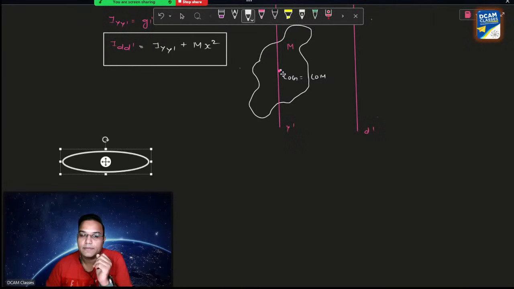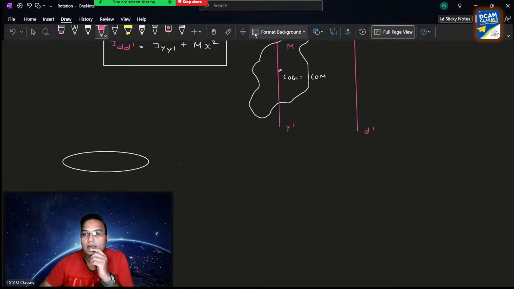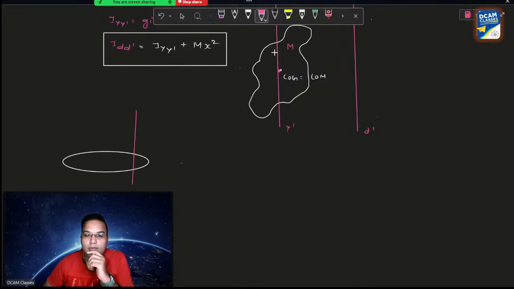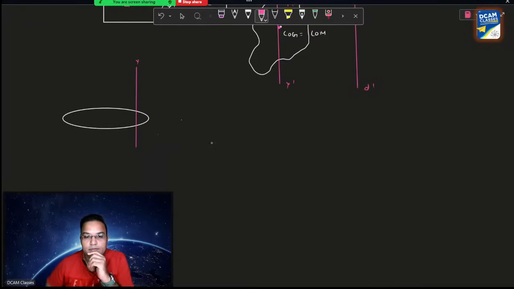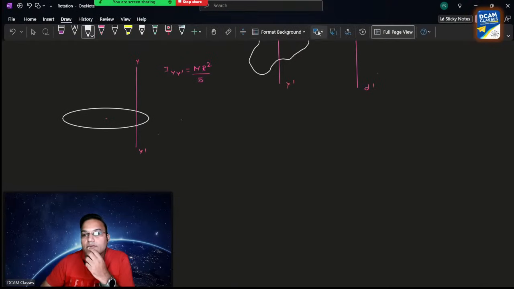This is my disk. Now, in the given question, they have given the moment of inertia of the body about this axis, y dash, is mr square by 5. Now, what is the moment of inertia of the body?